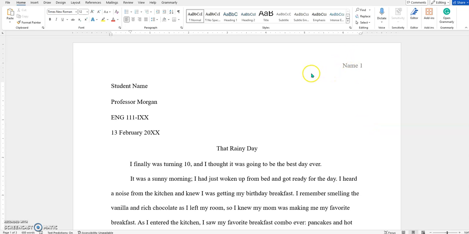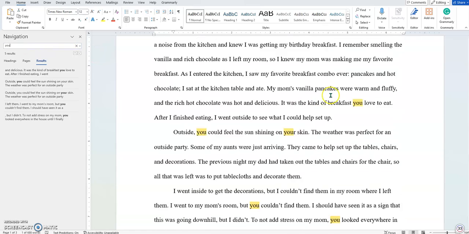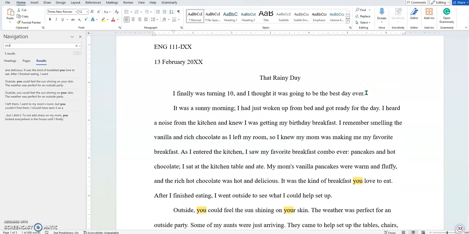So the easiest way to find it is to go to the Find button. Whoop, and then I'm just going to search for YOU. All right. And then it's going to pull up where it is actually an issue.